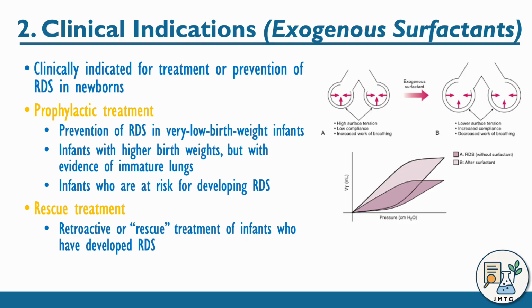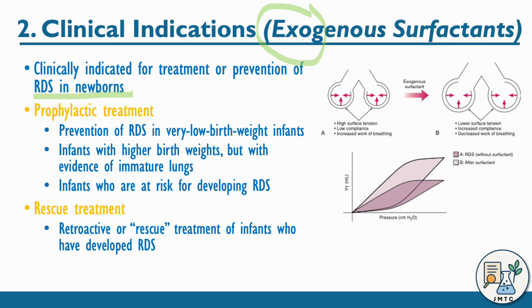Now, let's move to clinical use. Kailan natin ginagamit ang surfactant in real patients? Exogenous surfactants are given for treatment or prevention of RDS in newborns. Meaning, nagbibigay tayo ng surfactant from outside, exogenous, nasa labas, para palitan yung kulang sa baby. Remember that the main problem in RDS is immature lungs. Kulang sila sa surfactant. That's why mataas yung surface tension at nagko-collapse yung kanilang alveolus.